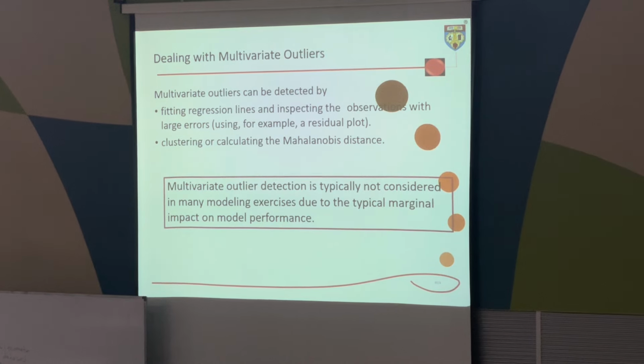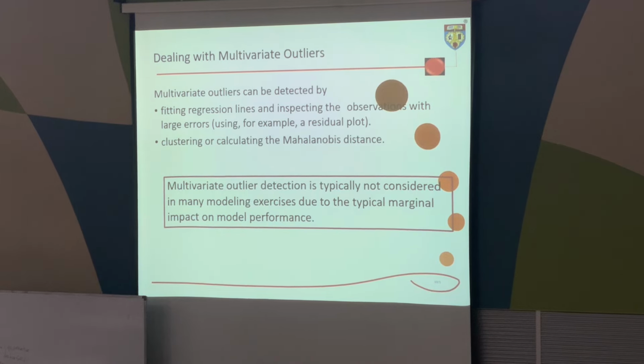But when we are dealing with multivariate outliers, there are a few techniques that you can use to detect them. For example, you can use fitting regression lines. Other than fitting regression lines, we have another plot called the residual plot, or you can use a scatter plot.